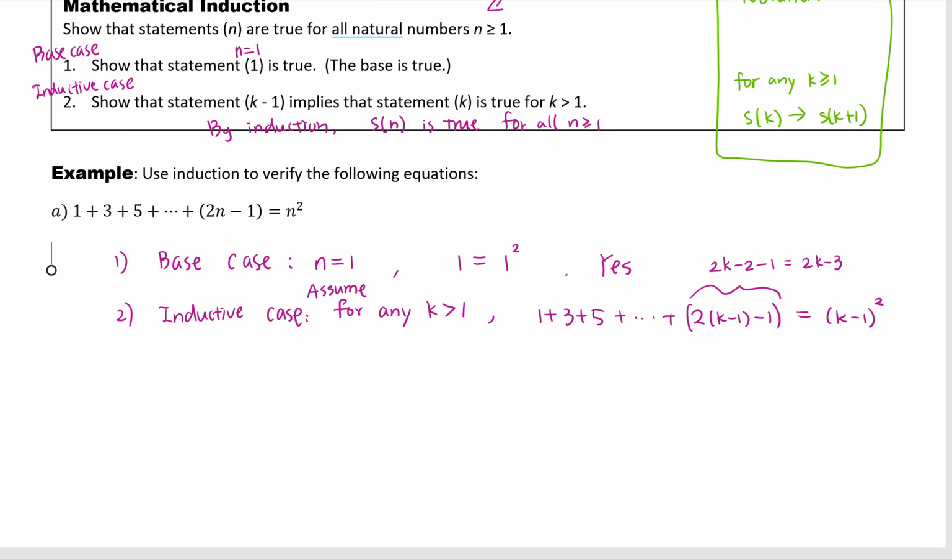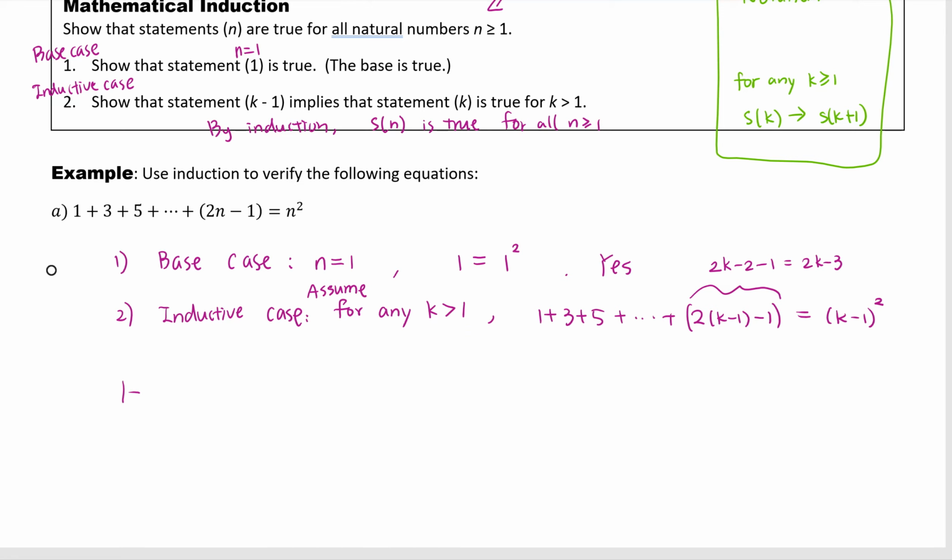So we assume that for any k greater than 1, the statement for k minus 1 is true. Why do we restrict to k greater than 1? Because we are having k minus 1. If k is 2, then k minus 1 is 1, and we get the base case. But we cannot have k equals 1 because 1 minus 1 is 0, which is not defined. So k has to be strictly greater than 1 in this case. This is the hypothesis.